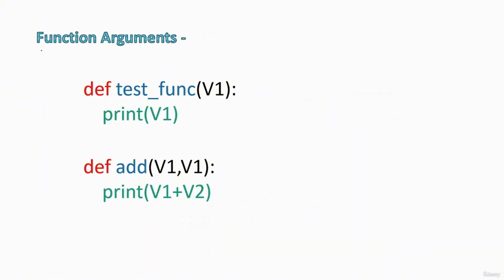Now let us take a look at function arguments. Arguments are values which can be passed into functions. In this example, I am creating a function called testfunc. Then I am passing an argument called v1. Then within the function there is a command called print v1.